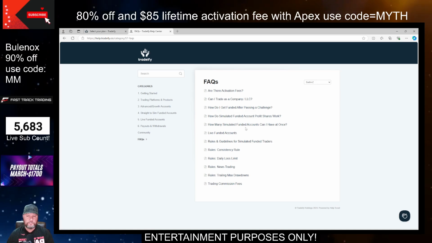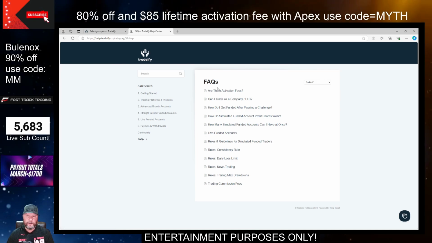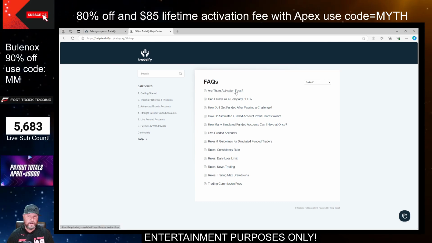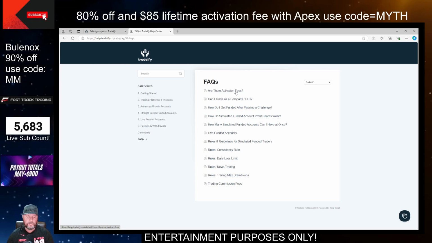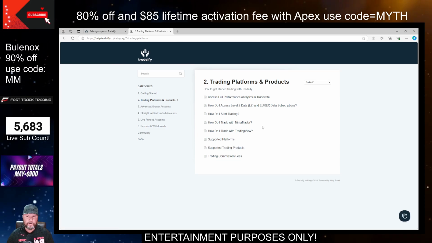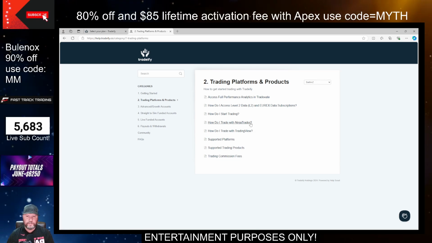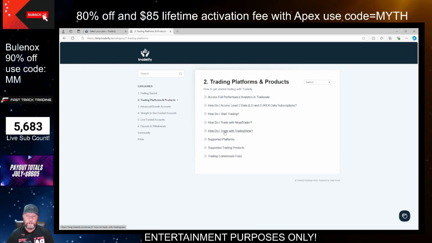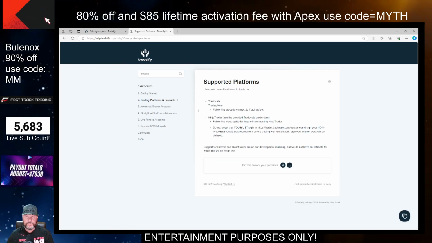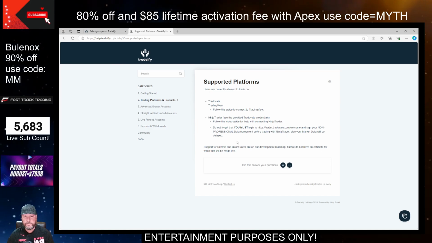So let's go over some of the frequently asked questions. Activation fee is only going to apply on the advanced account. The trading platforms that they currently offer are Tradeify, NinjaTrader, and TradingView. So let's check out the supported platforms. You can see Tradeify, TradingView, NinjaTrader. You must log in, yada, yada, yada. We know all that.